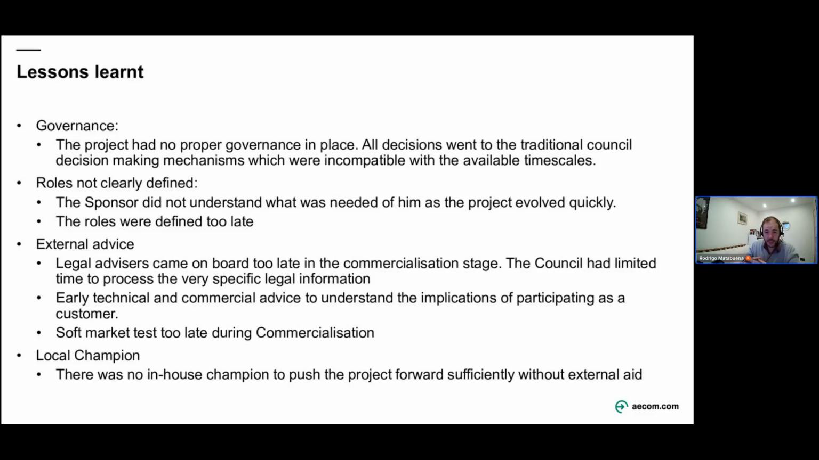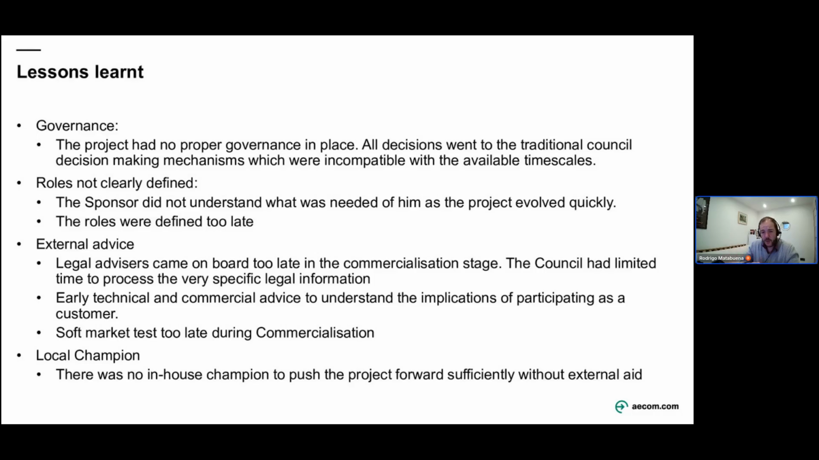As mentioned, the roles were not necessarily clearly defined, so the sponsor did not really understand what was needed of the sponsor as the project was evolving very quickly. That definition of the roles came in a bit too late.